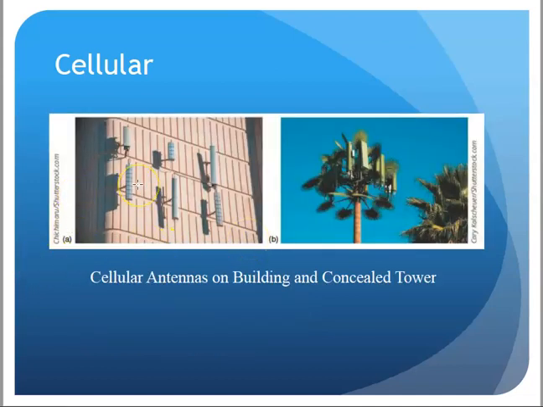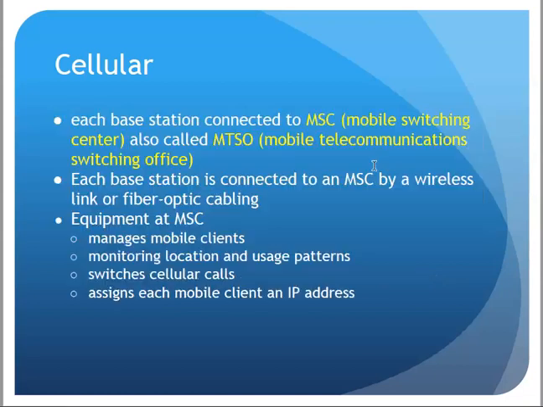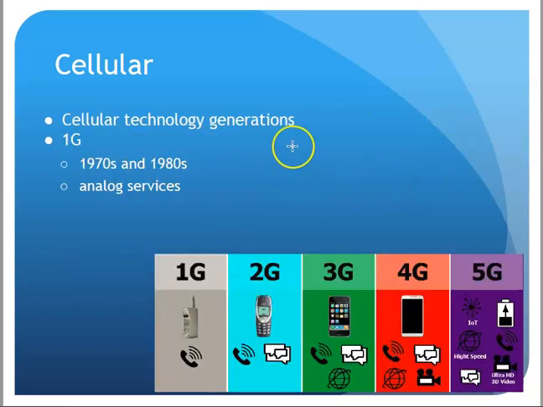Here's some cell antennas on the side of a building. Antennas hiding in a tree. I'm using little air quotes there. I have actually seen some of these as I'm driving around, made to try to make them look less of an eyesore for people. Each base station has your mobile switching center, also called the MTSO, Mobile Telecommunications Switching Office. And this is the interconnection between the wireless and the wired, if you will. That's what's going on at those sites.